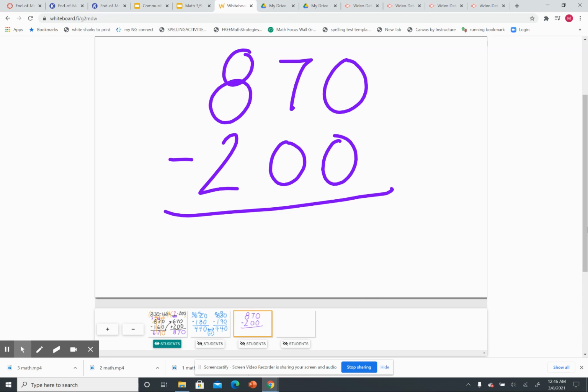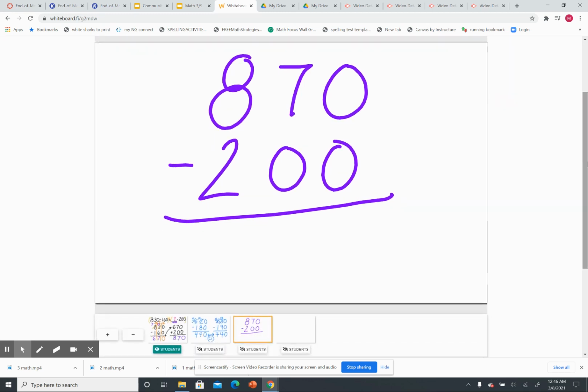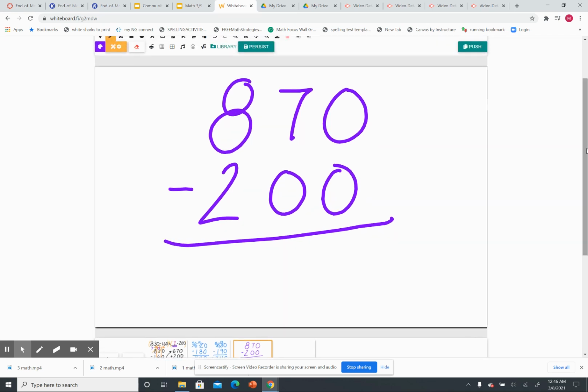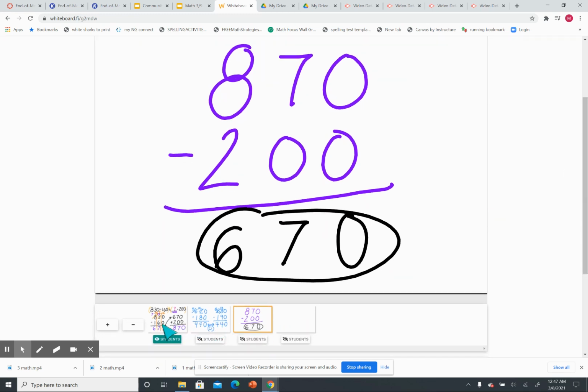Okay. The video is going to pause now. I want you all to solve 870 minus 200. Let's see. Do you get 670? Video is pausing now. Okay, welcome back. You have 870 minus 200. 0 minus 0 is 0. 7 minus 0 is 7. 8 minus 2 is 6. So our answers are correct and both sides are equal.